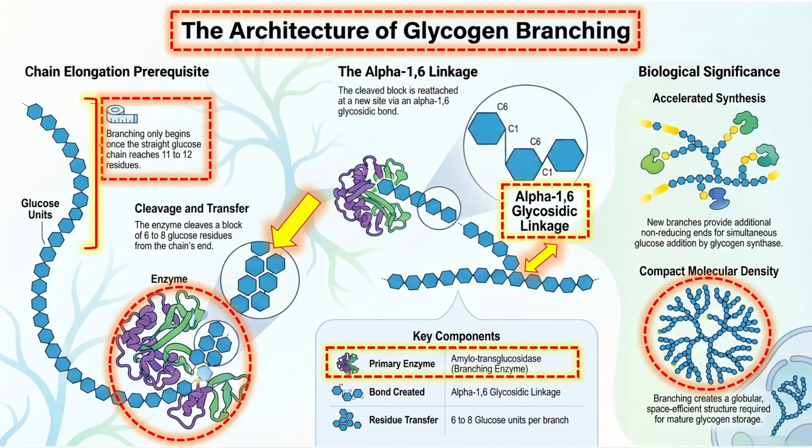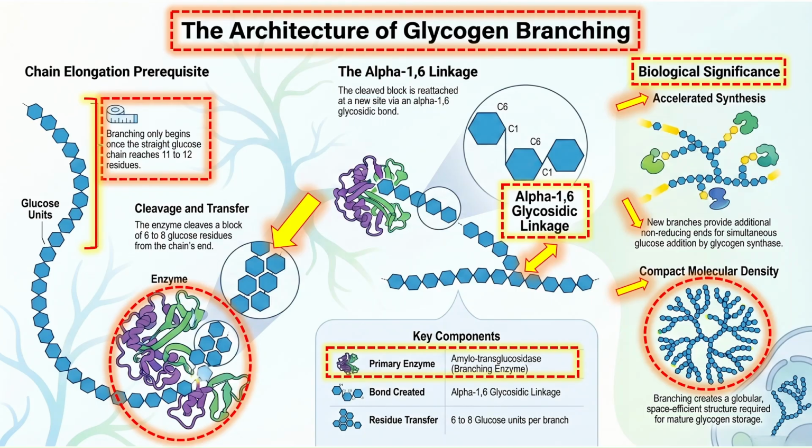First, every new branch generates an additional non-reducing end, providing more sites where glycogen synthase can simultaneously add glucose residues. This dramatically accelerates glycogen synthesis, especially after a carbohydrate-rich meal when glucose needs to be stored rapidly. Second, branching creates a compact globular structure, allowing thousands of glucose molecules to be packed efficiently into small cellular space. Equally important, these numerous branch ends later serve as multiple access points for glycogen breakdown, thus enabling rapid glucose release during fasting or exercise.